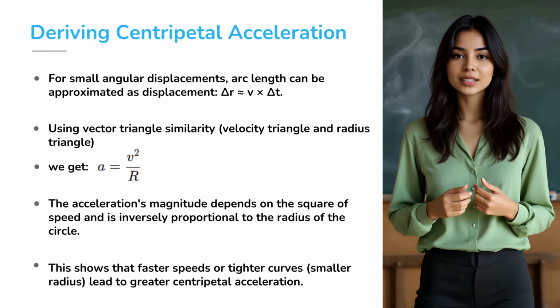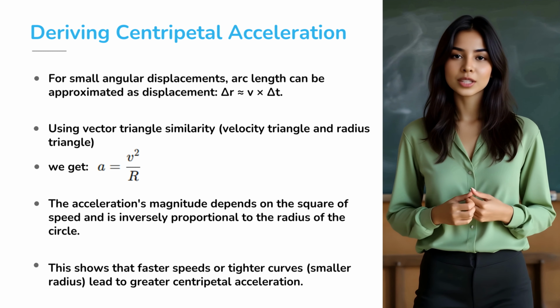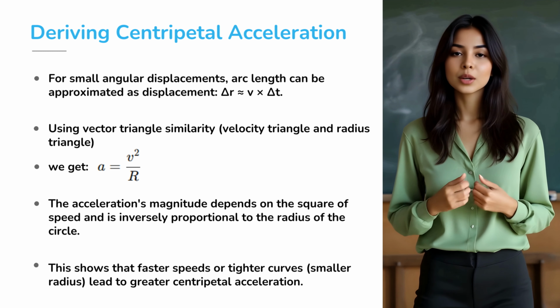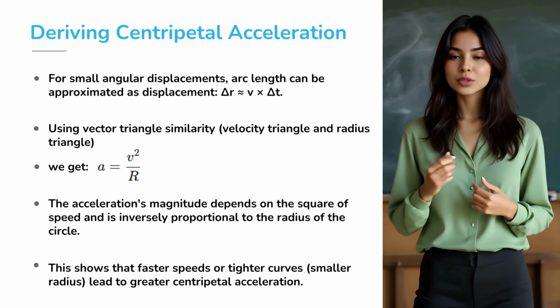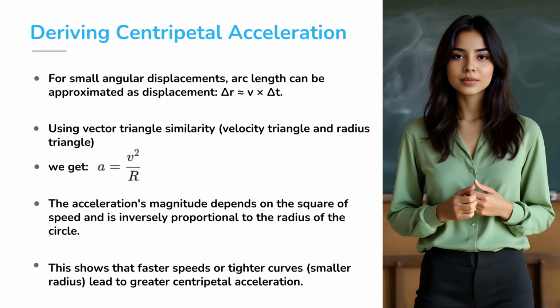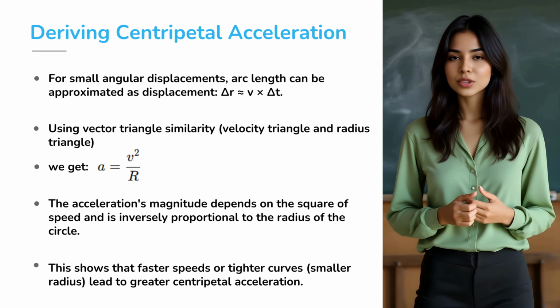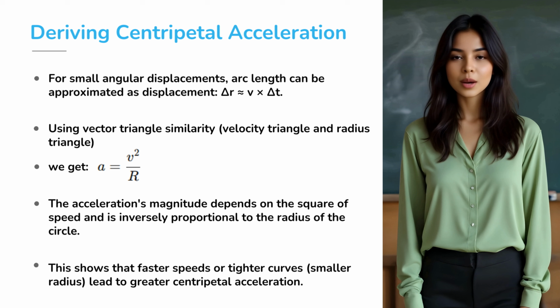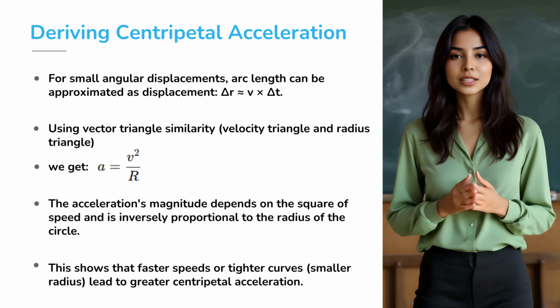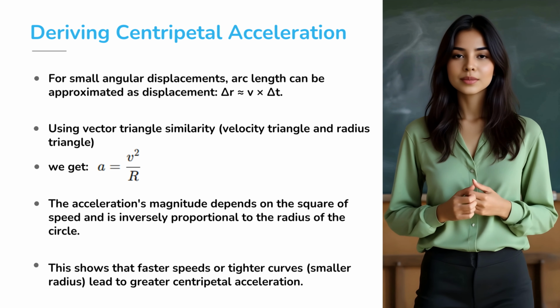This tells us that centripetal acceleration increases rapidly with speed because of the square and decreases with a larger radius. It's like how tight corners require stronger turns. The sharper the circle, the more intense the inward acceleration needed.